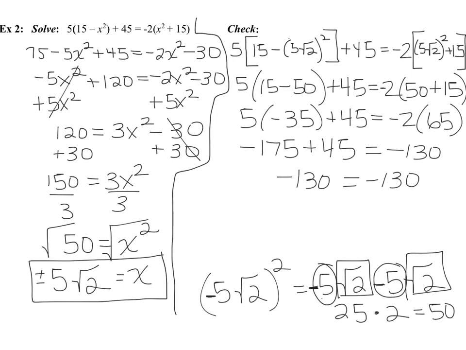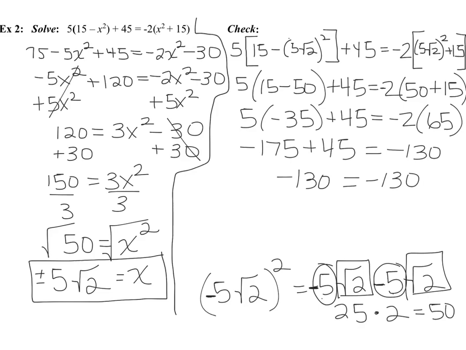Well, isn't negative 5 times negative 5 also positive 25? Doesn't negative 5 square root of 2 also give you 50? So let's think about this. If I go back up here and I look, if I make this negative, this would still give me 50. If I make this negative, this would still give me 50. So after the first line, the check is going to look exactly the same.